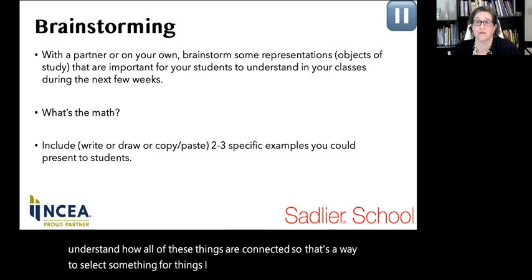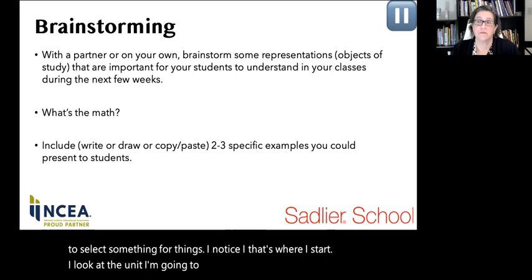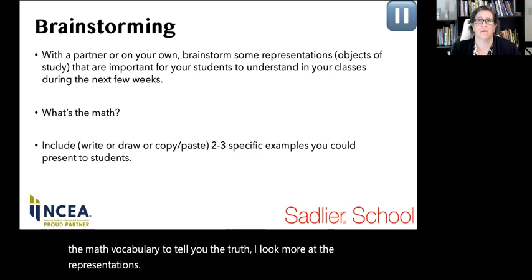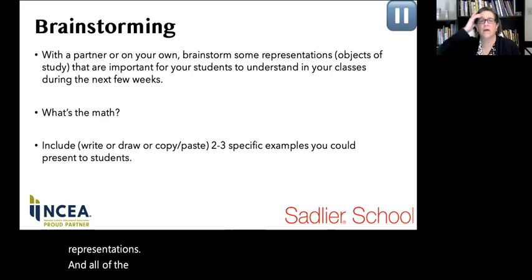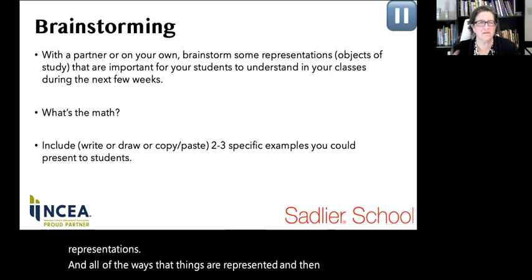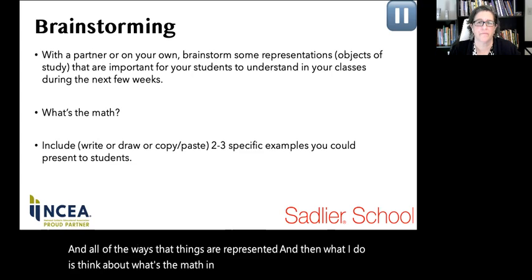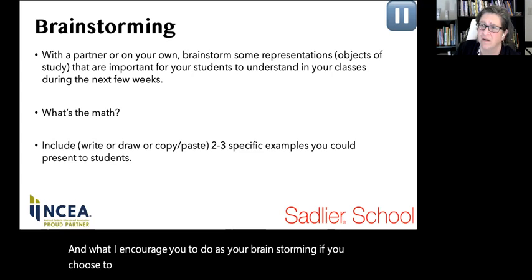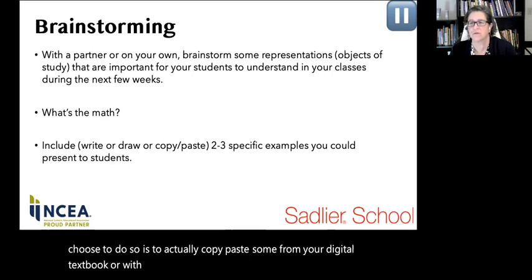That's where I start. I look at the unit I'm going to teach. I don't worry as much about the math vocabulary, to tell you the truth. I look more at the representations and all of the ways that things are represented. And then what I do is think about, what's the math in there? And what I encourage you to do as you're brainstorming, if you choose to do so, is to actually copy paste some from your digital textbook or with your camera, or just sketch some out.